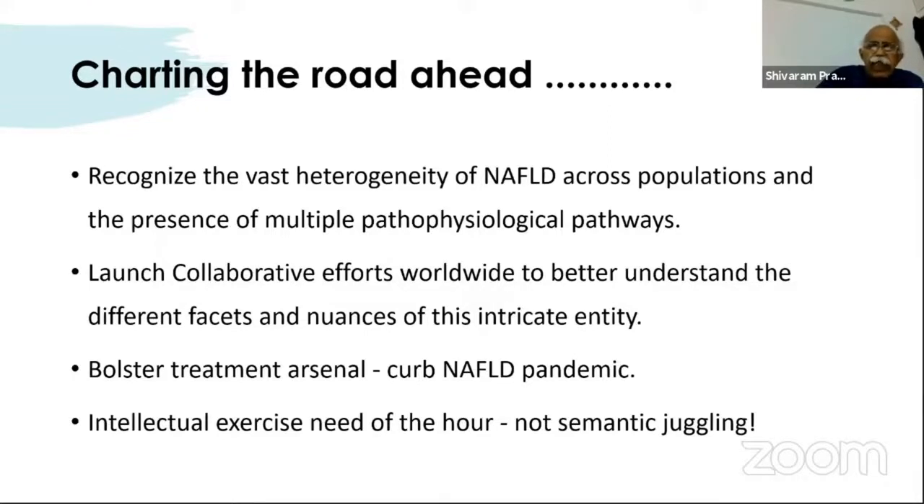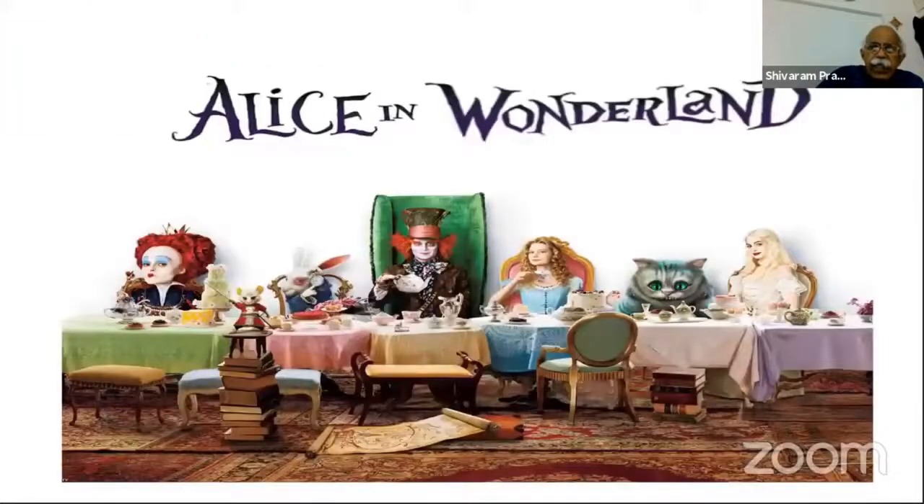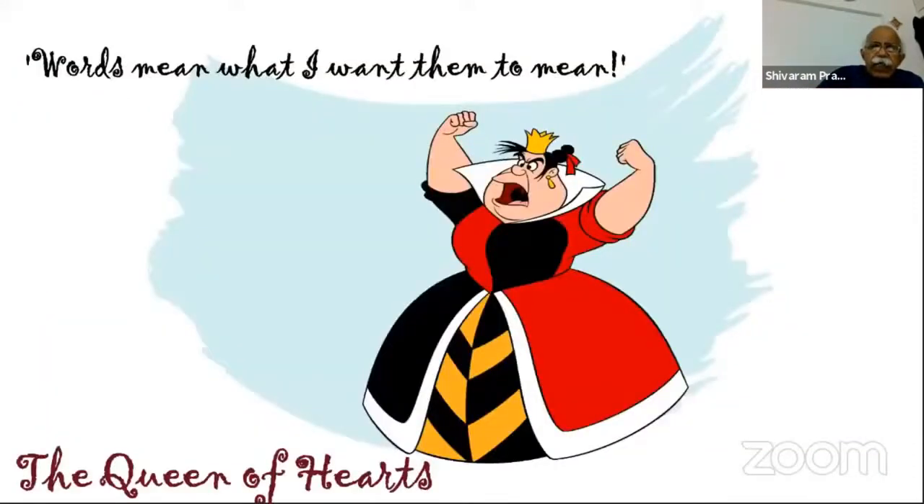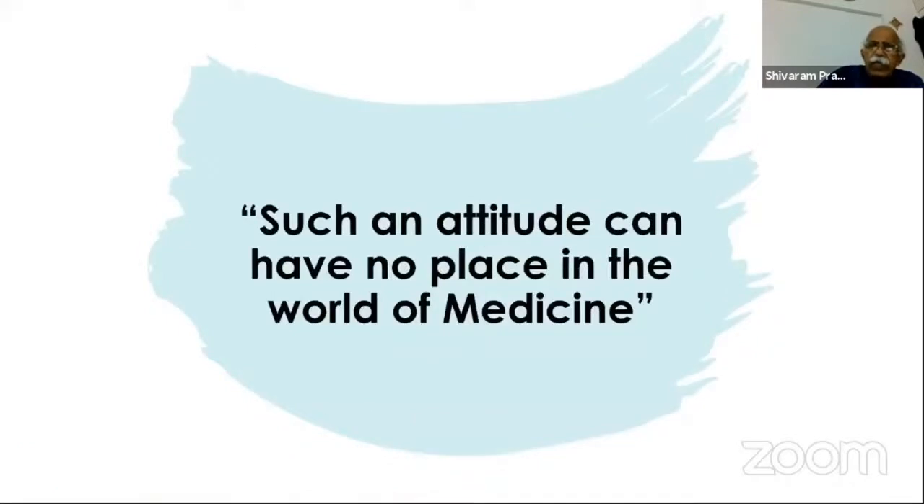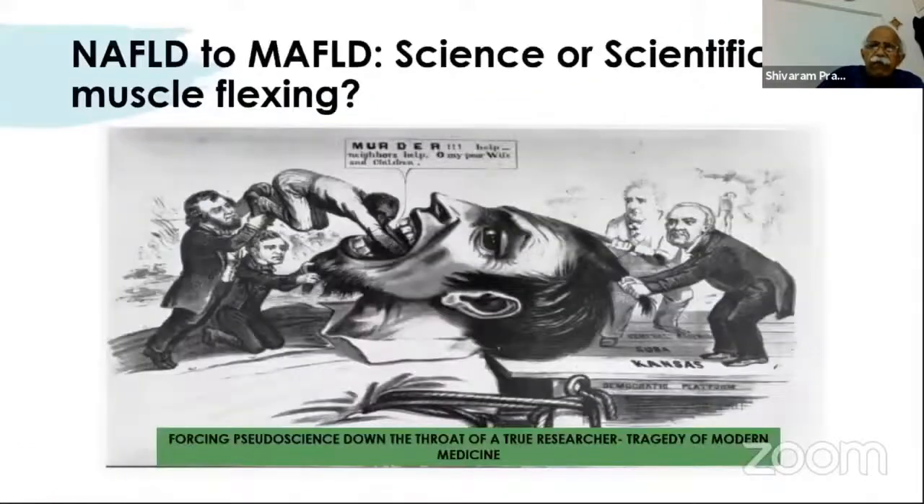Intellectual exercise is the need of the hour, not semantic jugglery, as in Alice in Wonderland, where the Queen of Hearts says, words mean what I want them to mean. Such an attitude can have no place in the world of science. We can't have muscle flexing in science.